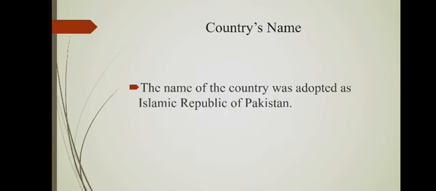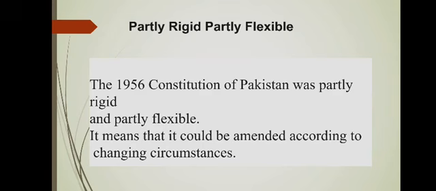The country's name was adopted as Islamic Republic of Pakistan. It means the characteristics of the state would be Islamic. Since Pakistan was made on the basis of the ideology of the two nation theory, meaning Islam and other religions are different, so Muslims are different from non-Muslims, and it was not on the basis of hatred, it was on the basis of ideology. The constitution was partly rigid because it was difficult to amend frequently, so the structure of the state should not be changed altogether.